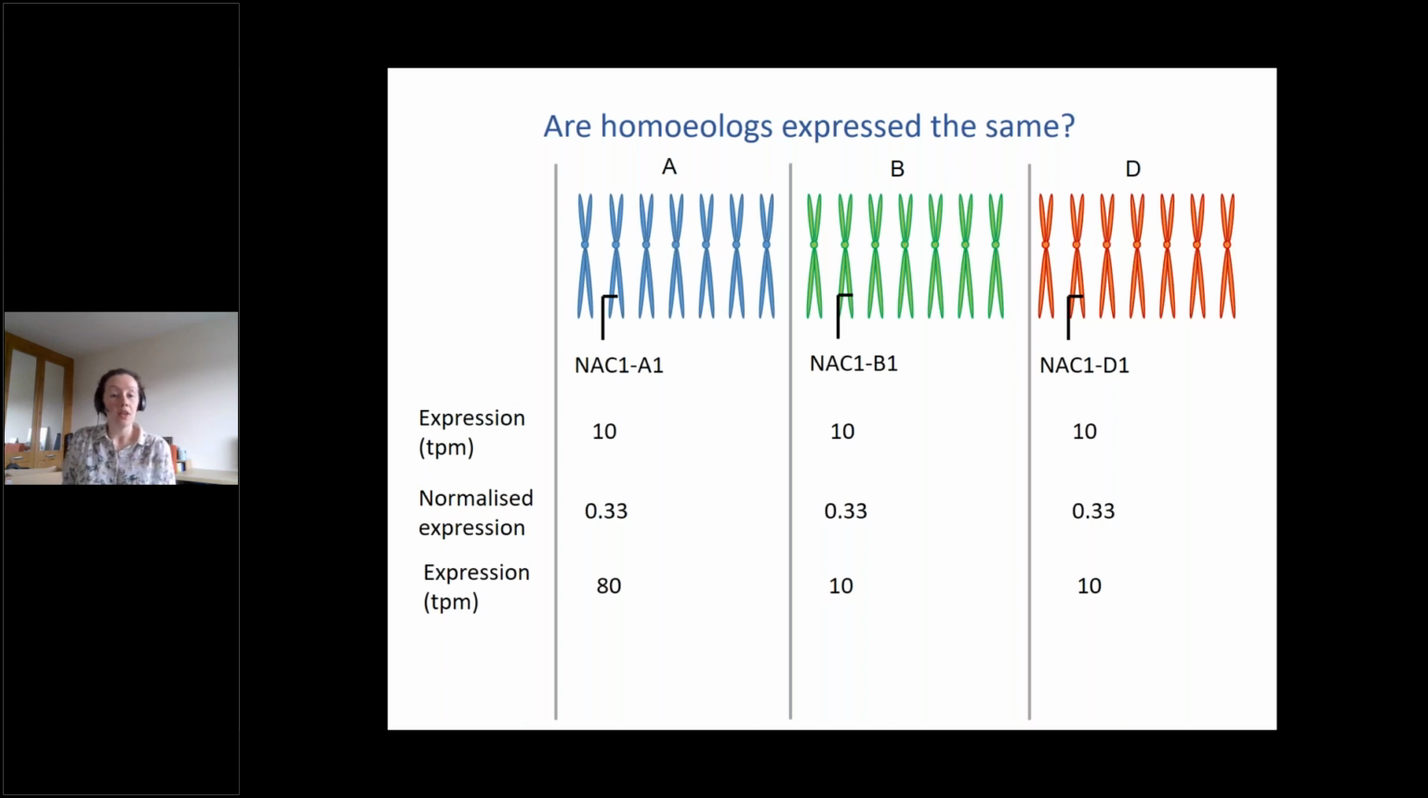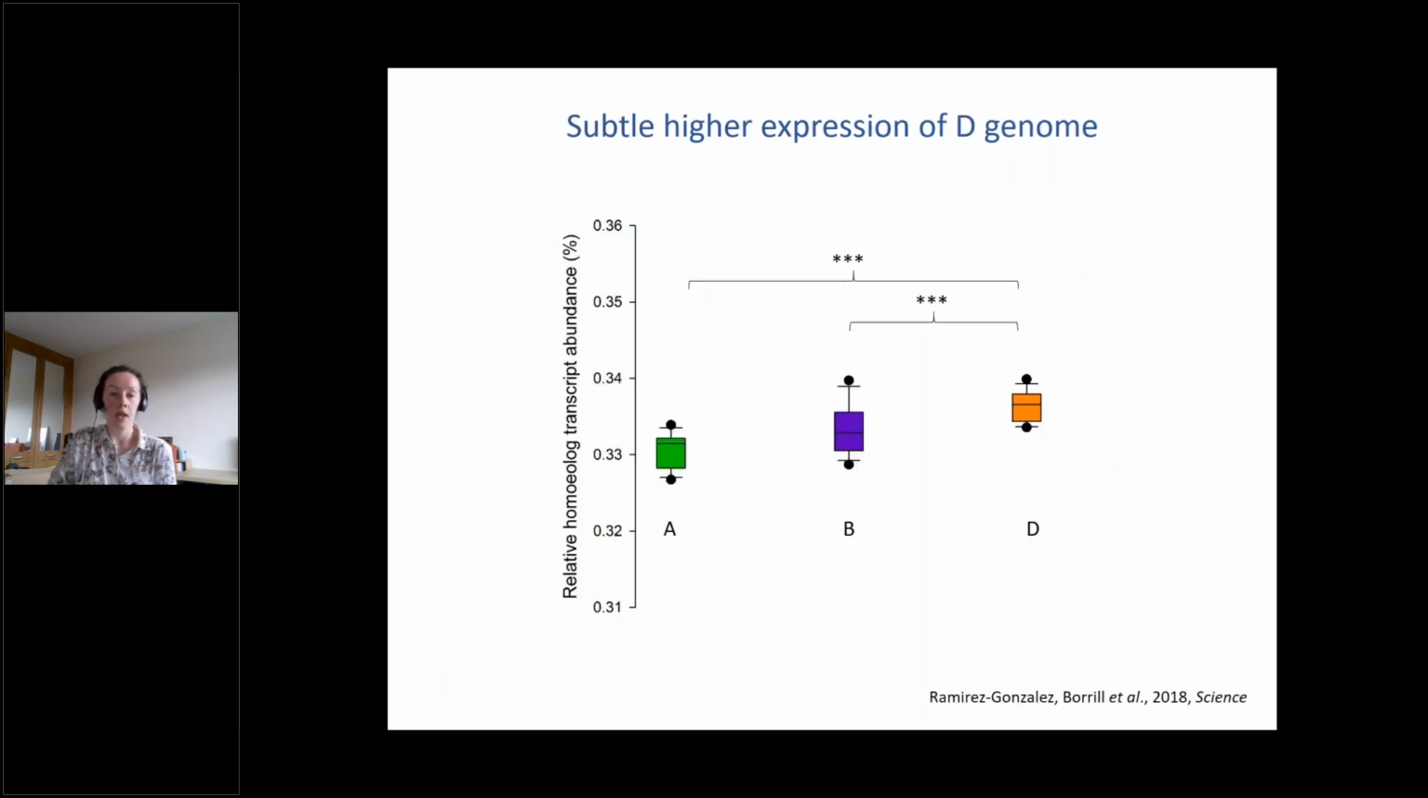If we take another triad, which has a different expression pattern, where the A homolog is expressed more highly at 80 transcripts per million, the B homolog at 10 transcripts per million, and the D at 10, then we can normalize this again so that we can compare these 2 triads with a very different overall expression level.